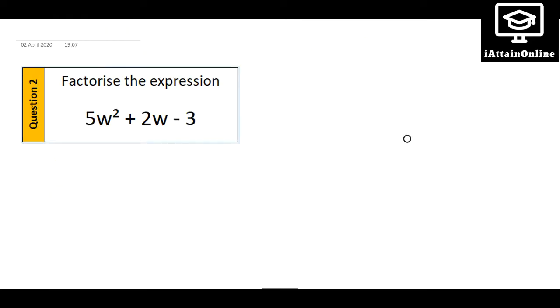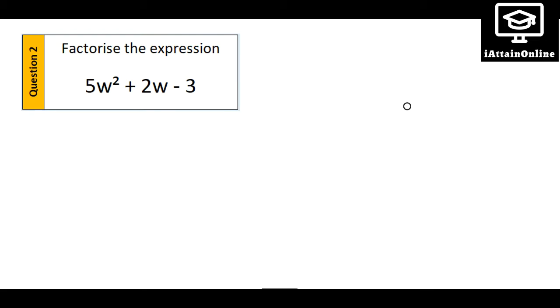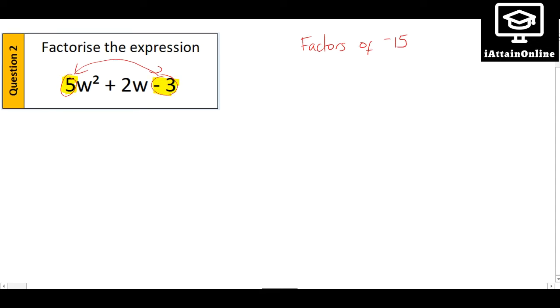Let's do another one. This time we should notice that the number before the squared term is not a 1 again, so that means I need to multiply it by, remember to include the sign that comes before it, the negative 3. So I'm going to do 5 multiplied by 3, and I'm now going to find the factors of negative 15. I'm going to worry about the negative in a second. I'm just going to do the factors of 15, 1 and 15, 3 and 5.